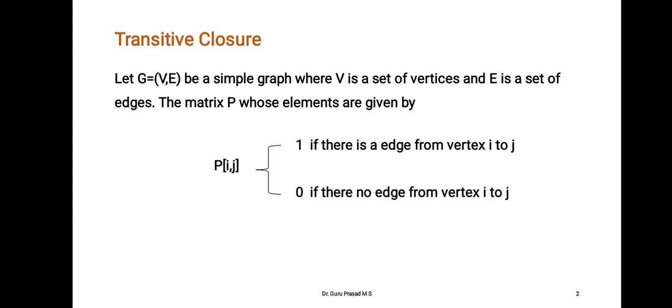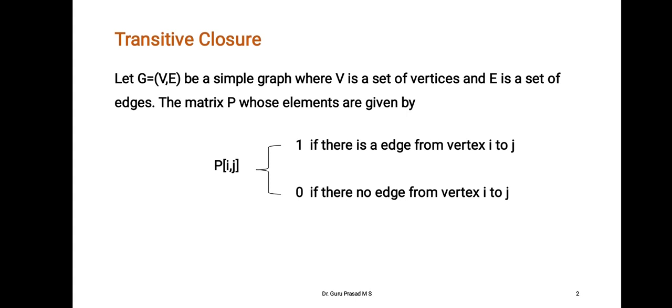We are using Warshall's algorithm to find the transitive closure of a graph. First, let's understand what is transitive closure. Let G = (V, E) be a simple graph, where V is a set of vertices and E is a set of edges.